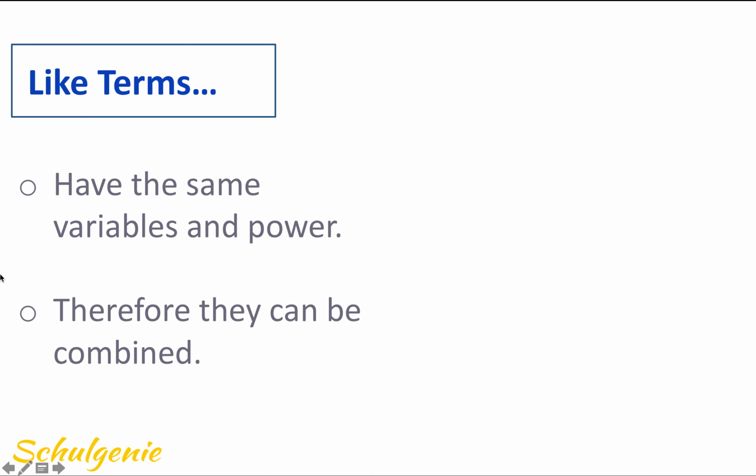Now, let's understand what like terms are. Like terms are terms that have the same variables and power. Therefore, they can be combined. So, let's look at an example. Here we have two terms, and they both have the variable x to the power of 1. So, they are like terms.